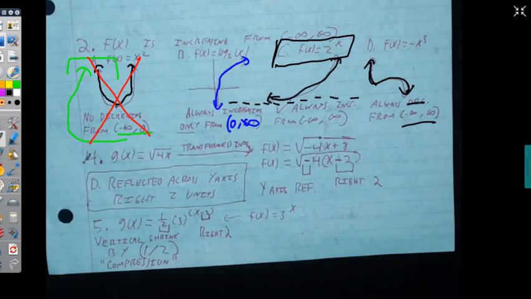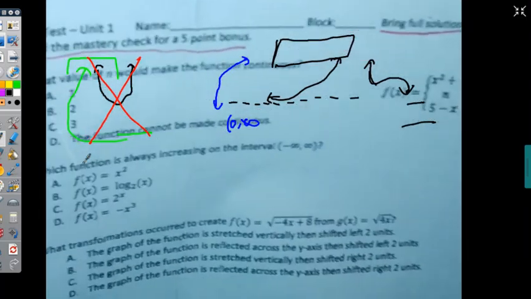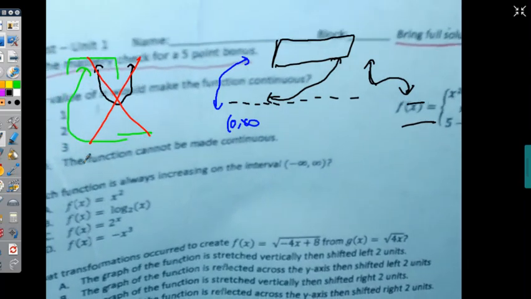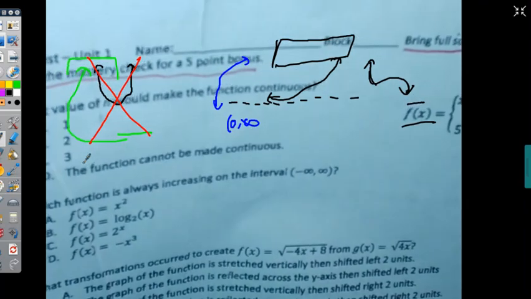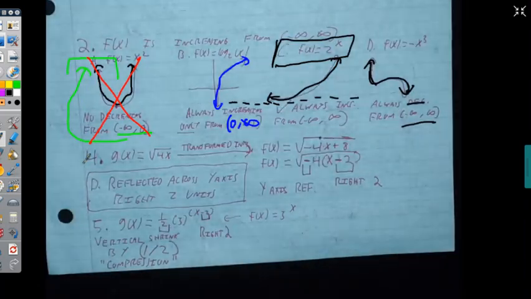And problem 4 is a transformation problem, okay? What transformations occurred to create f of x is equal to negative 4x plus 8 from g of x is equal to 4x. So we need to analyze these transformations.